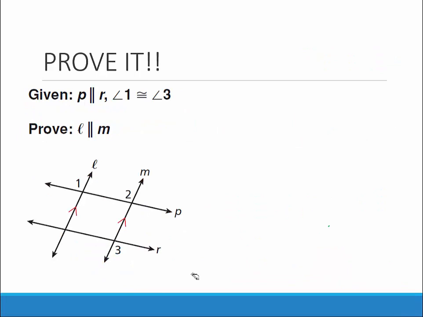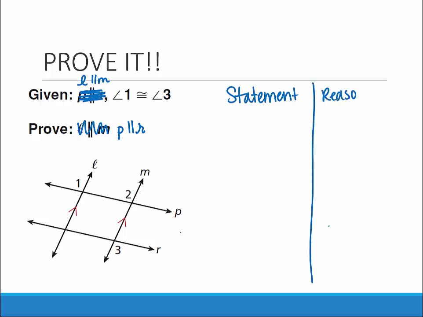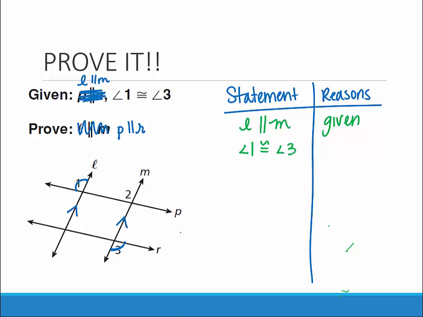So before we do this, this is messed up. We need that L is parallel to M is the given part, and we need to prove that P is parallel to R. So set up our two-column proof. Statements, reasons. Let's draw on what we know. L is parallel to M, so that's what these are for. And then we know angle 1 is congruent to angle 3 here. So let's write down our two givens. I know L is parallel to M. And then I know that angle 1 is congruent to angle 3.